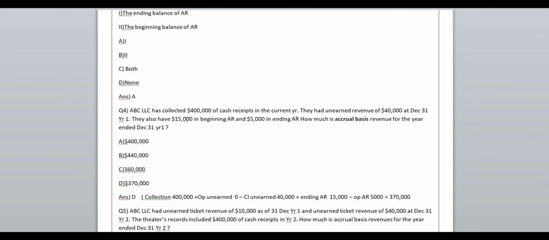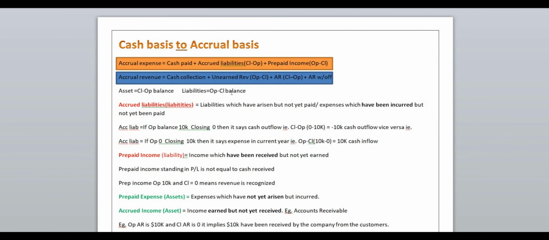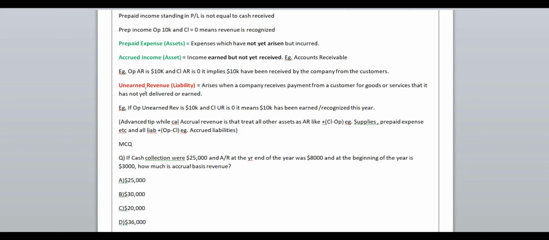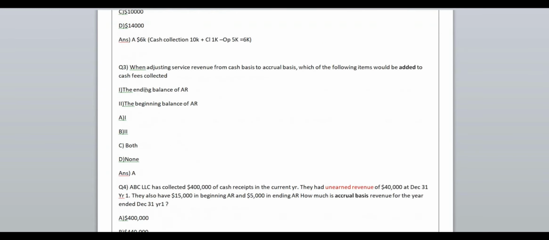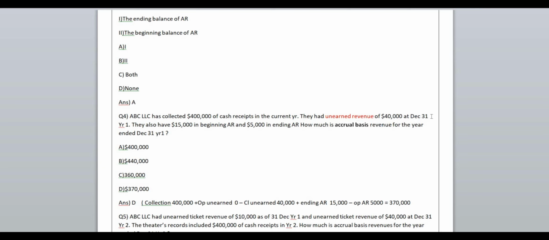Next MCQ. ABC LLC has collected $4 lakh of cash receipts in the current year. They had unearned revenue, and unearned revenue is a liability. So for liabilities, we know that it's opening minus closing. For assets, we know it's closing minus opening balance. So unearned revenue stands at 40,000 at closing. They also had 15,000 beginning accounts receivable. Accounts receivable is an asset.